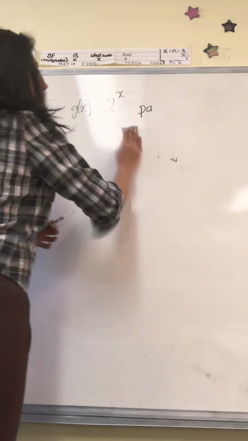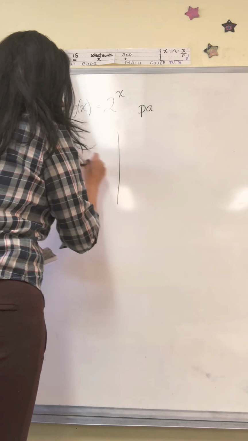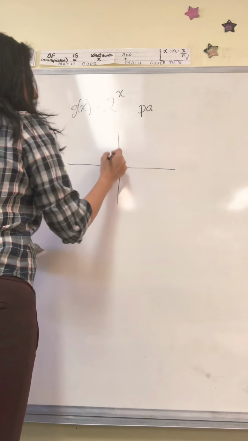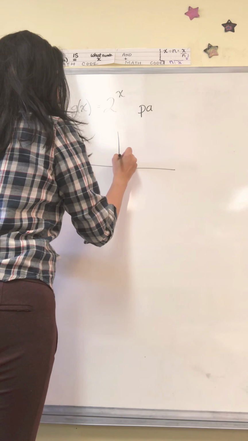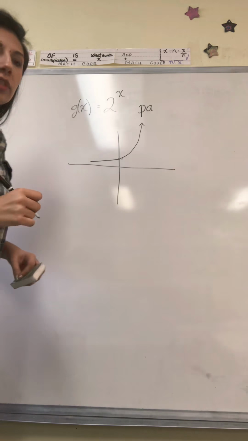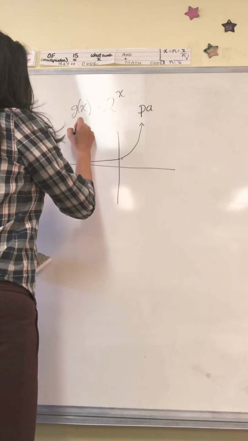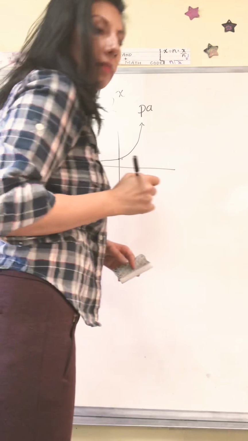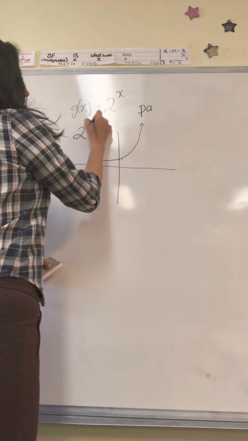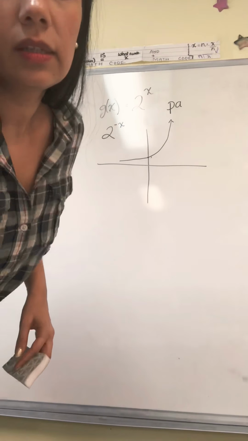All right. Let's do some more examples. So this is my parent function right here. That's my parent function, okay? Now for this, let's say I add a negative to my exponent. Okay, I want to make sure you guys can see this.